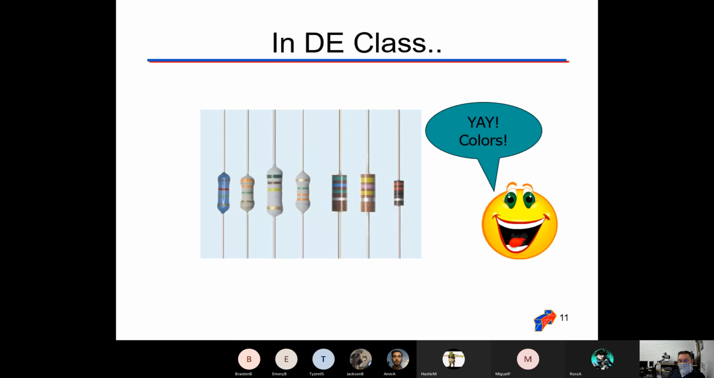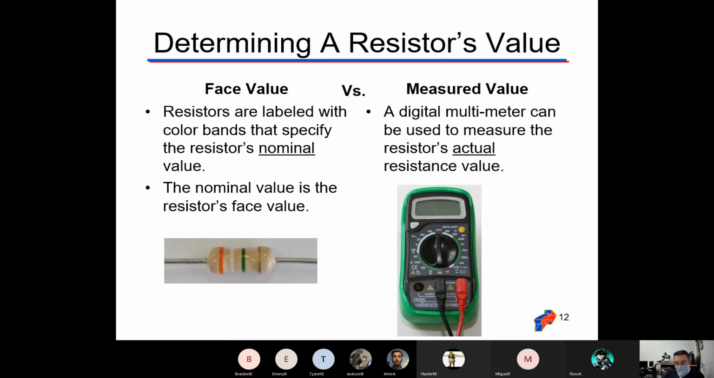All right, in DE class, which is this class, we will mostly use fixed carbon resistors. So we need to know how to determine a resistor's value. There are two different values we need to know about. One is the face value, and the other is the measured value. In the lab that you're about to do, we're going to be determining face value versus measured value and how close these two numbers are going to be.